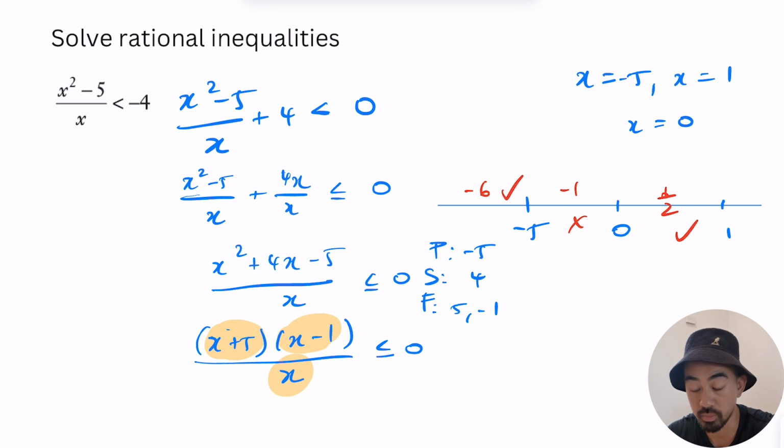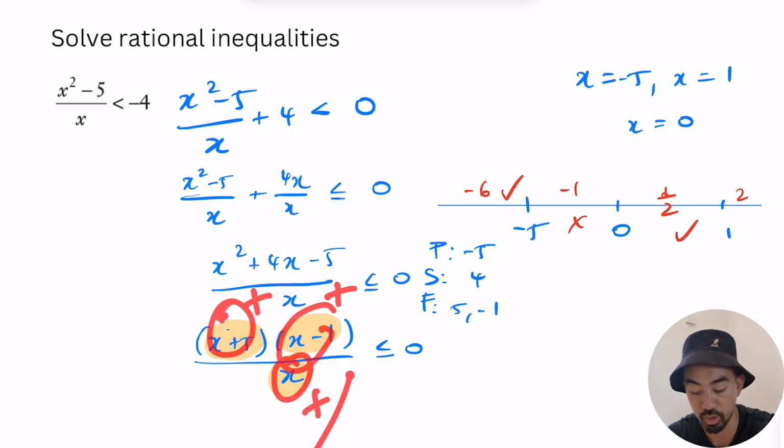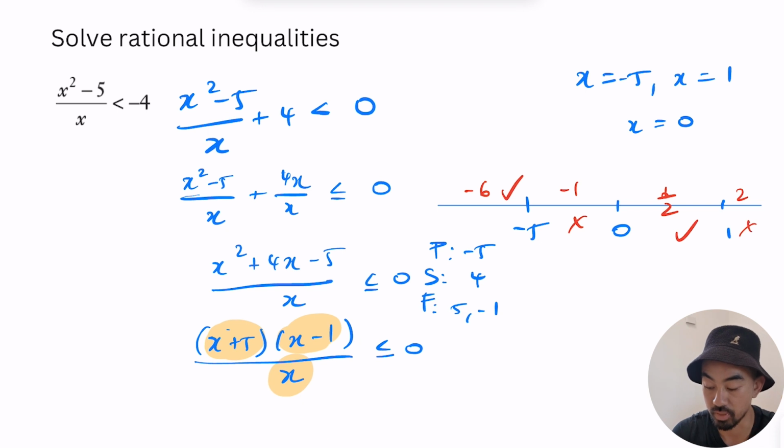So give that a tick. And finally, testing something bigger than 1, let's say 2. So 2 plus 5 is positive. 2 minus 1 is also positive, and 2 at the bottom is also positive. So 3 positives make a positive, and that's not less than or equal to 0. Give that a cross.